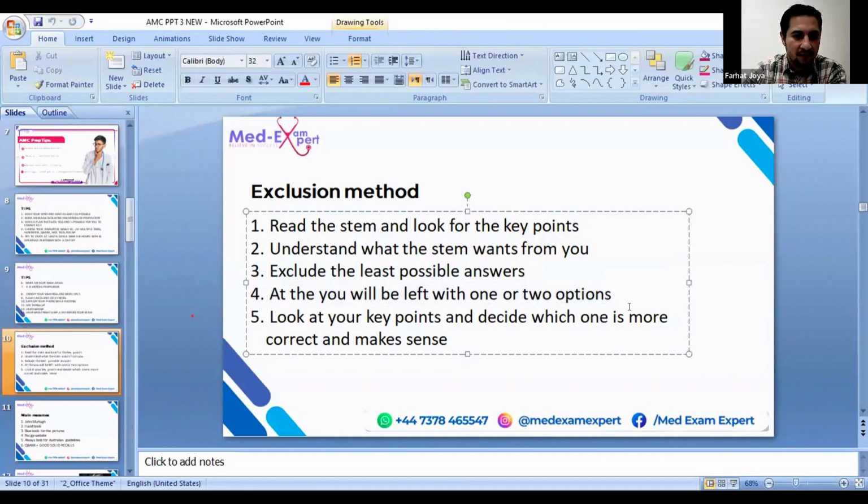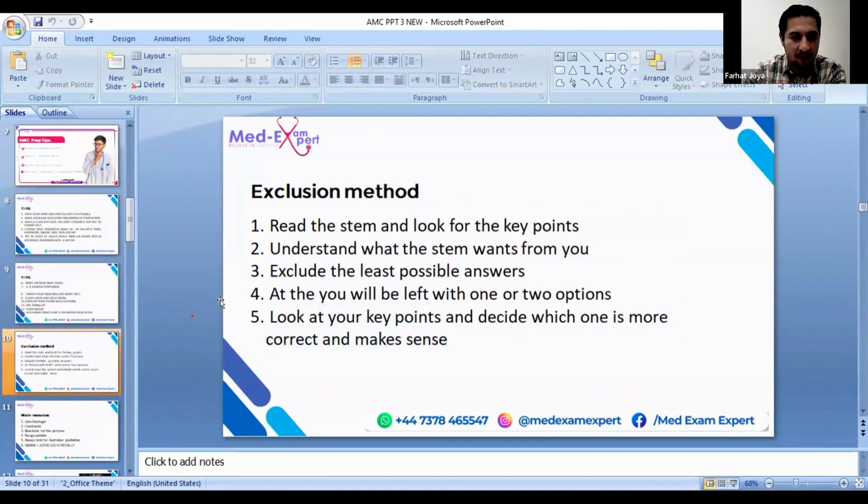Okay, so this is all about the exclusion method. Look at your key points and decide which one is more correct and makes more sense. At the end, if you're left with 2 options, for example A and D, and you don't know which one is correct, just look at which one is more correct. So this is how AMC is doing it nowadays.